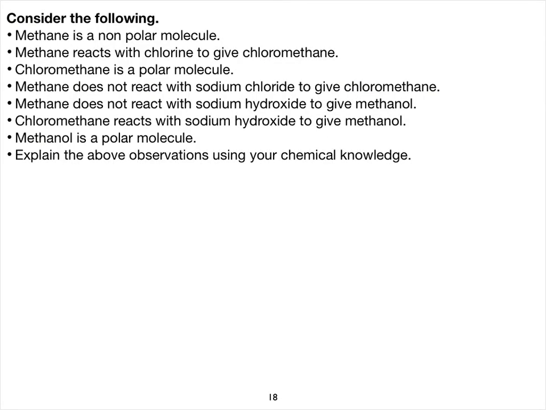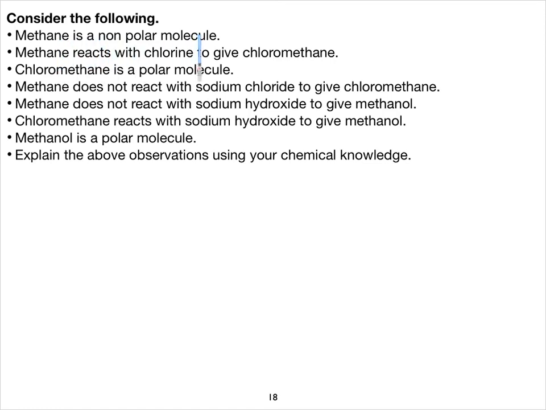So maybe we'll use the blue lightsaber. Consider the following. So these are a bunch of facts and observations. And again, what we are doing is we're putting all of the stuff we've learned so far together. So we've learned stuff about chapter 10, radicals. Now we're transitioning into chapter 7, which is substitution reactions. Consider this.